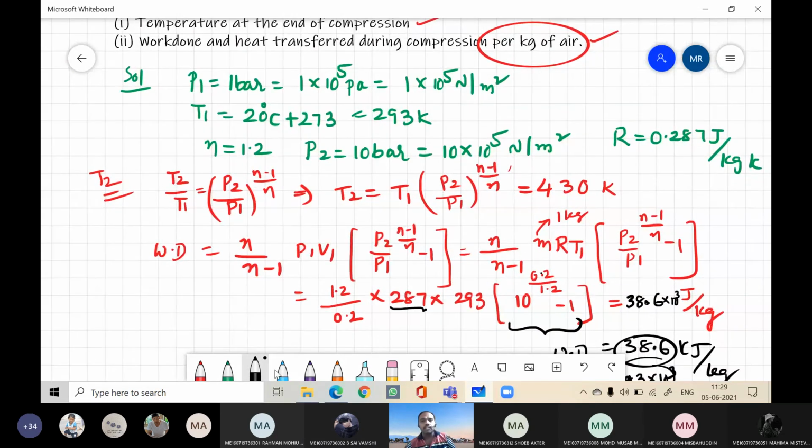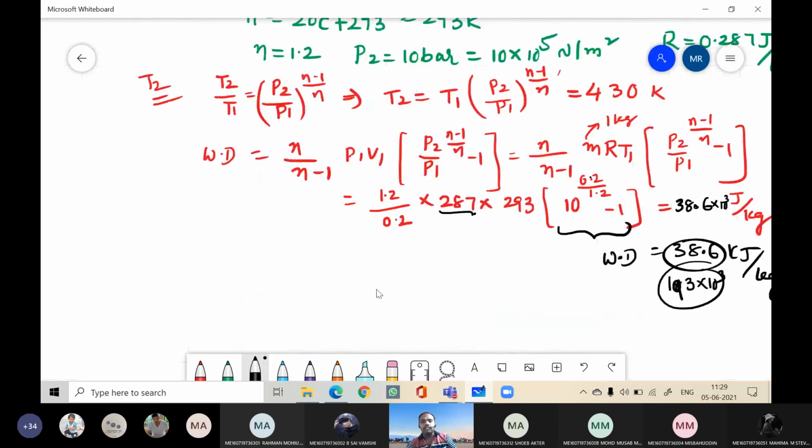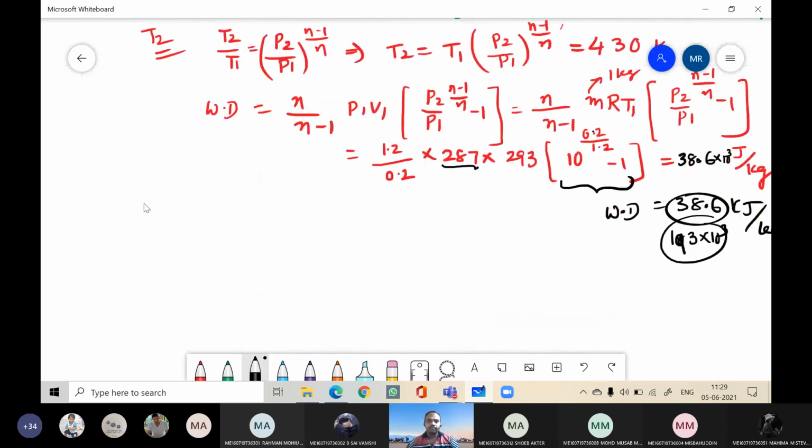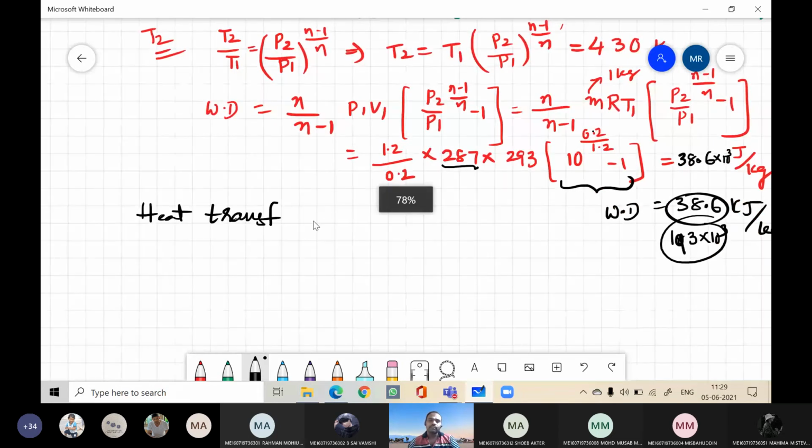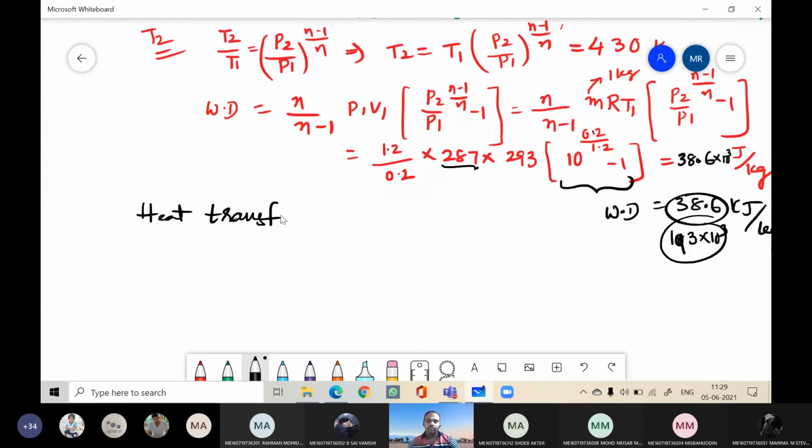Heat transfer during the compression. Heat transfer is asked. Heat transferred, not rejected, during the compression. So due to the compression, what will happen? The temperature of air will be raised. Right now, that one he is asking.